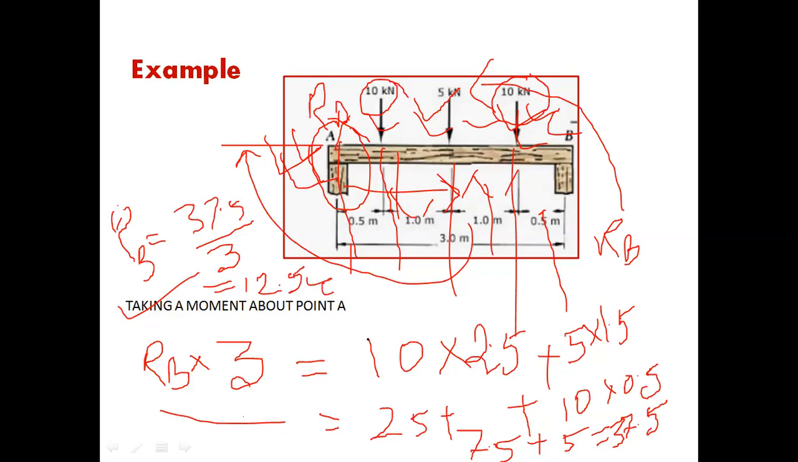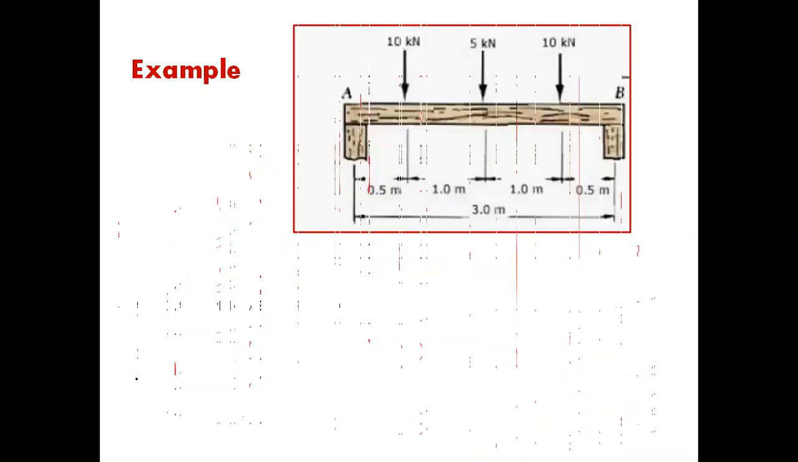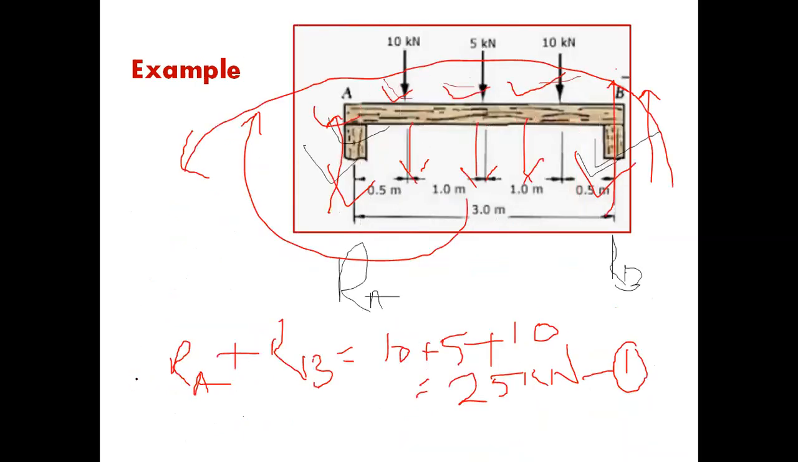So taking a moment about a point, according to the law of moments, we can easily find out the value of RB from these equations. And another equation we have already written here: RA plus RB is equal to 25 kilonewtons. So RA is equal to 25 minus 12.5, which is equal to 12.5.